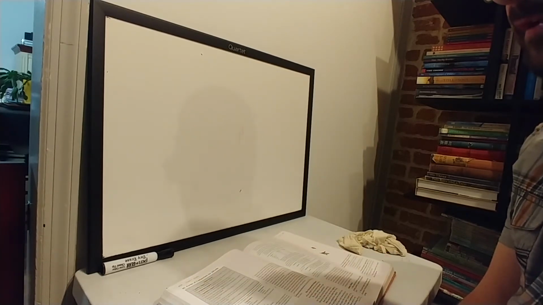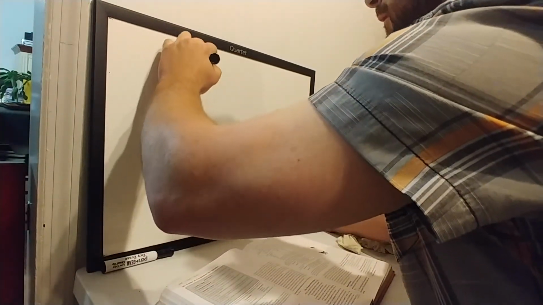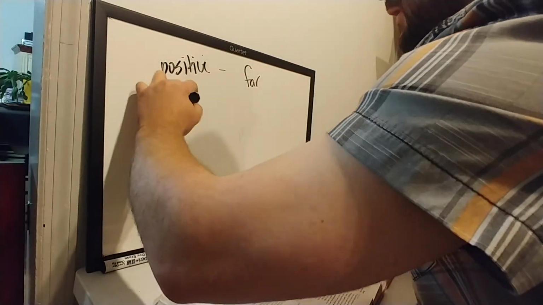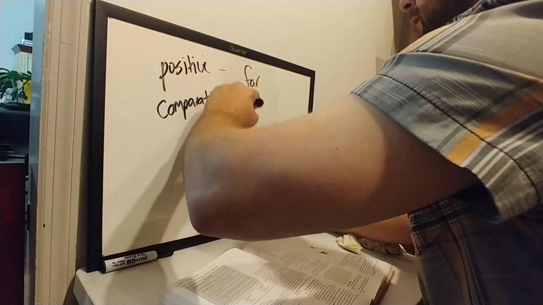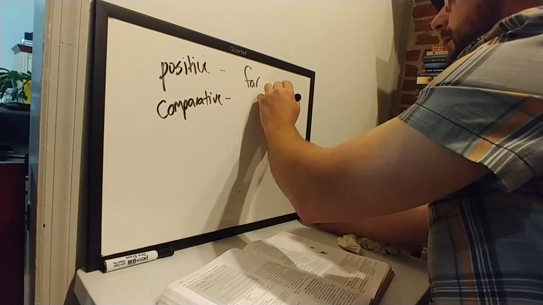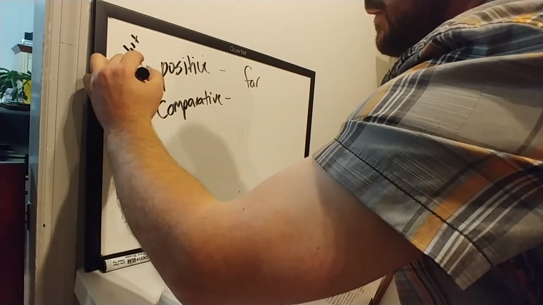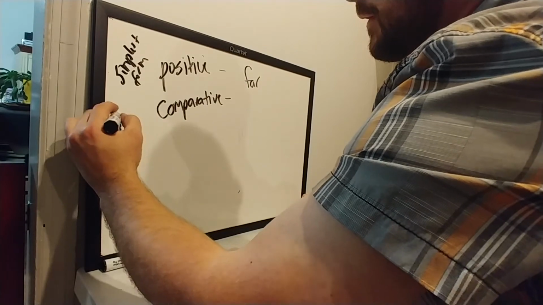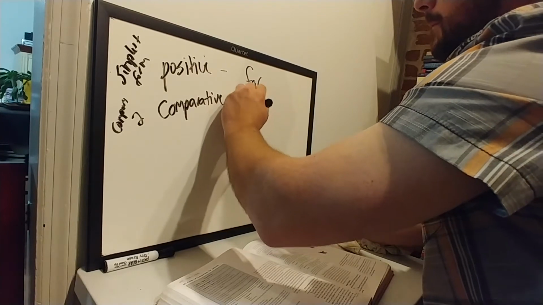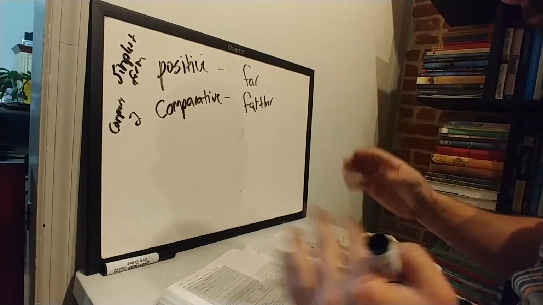That's positive. Then you have comparative. So positive would be far. Then you have comparative, and comparative is just like it sounds. It's when you're comparing two things. Positive is the simplest form, and comparative compares two. So you would say, today I ran farther than I did yesterday. All right, so you're comparing two.